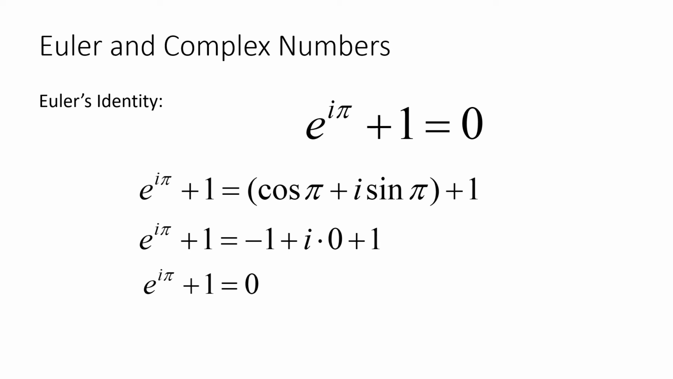Now, coming to Euler's identity, let us take e raised to i pi plus 1. e raised to i pi is cosine pi plus i sine pi. We know that sine pi is 0 and cosine pi is negative 1, and hence negative 1 plus 1 is equal to 0.